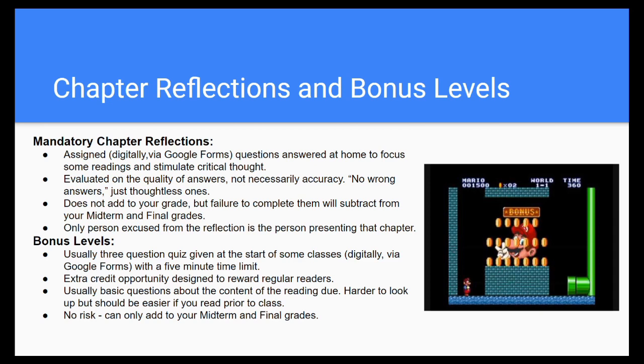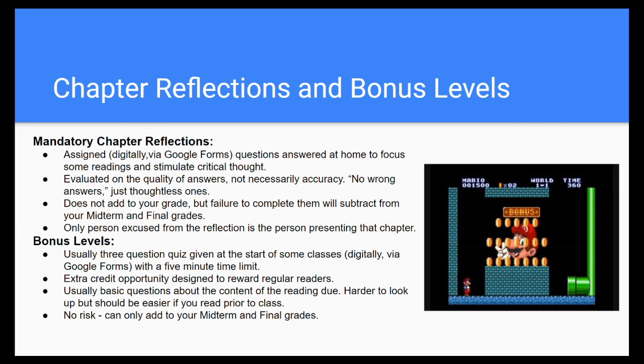These reflections don't add to your grade, but if you don't complete them, they will subtract points from either your midterm or your final, depending on whichever one is the closer test. And the only person excused from a mandatory reflection is the person who is presenting the chapter that reflection is on that day. So, for example, if we were to have a reflection on Chapter 1, the person who's presenting Chapter 1 would not have to do the reflection.